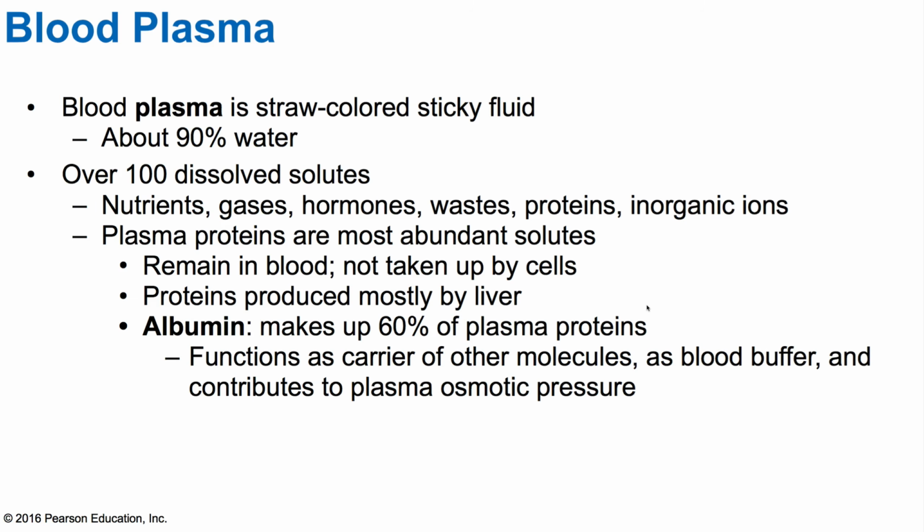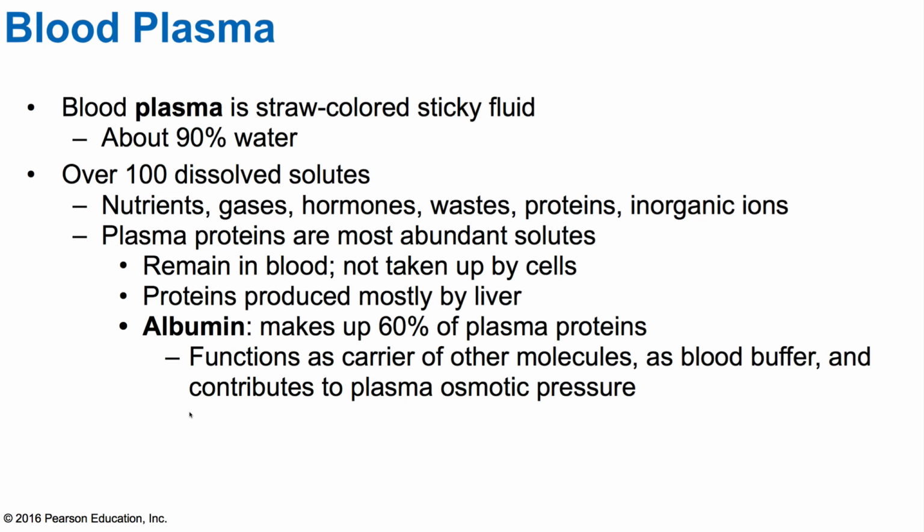Now, by far, the most abundant, and this accounts for about 8% by weight of the plasma volume, are the plasma proteins. These plasma proteins, they stay in blood. In other words, they're not taken up by cells. They're not used to build other proteins or other molecules. They're produced mostly by the liver, and the most abundant of these plasma proteins is albumin.